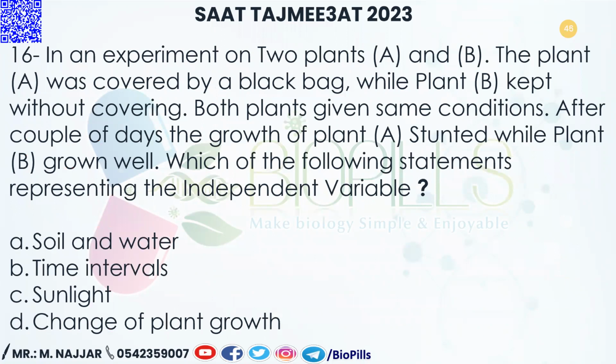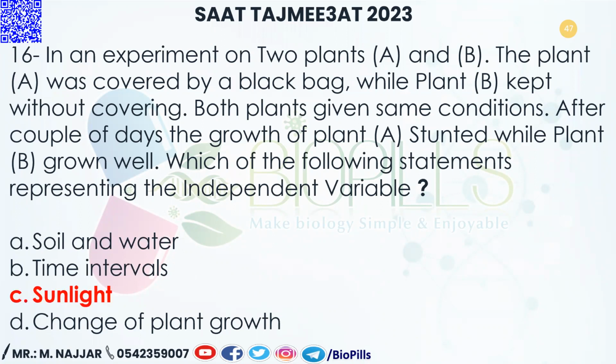In an experiment on 2 plants, A and B, plant A was covered with a black bag, while plant B was kept without covering. Both plants were given the same conditions. After a couple of days, the growth of plant A was stunted, while plant B grew well. Which of the following statements represents the independent variable, the variable that we are controlling? That's very important. Yeah, it is the sunlight. Perfect. We are controlling the sunlight by covering plant A with a black bag.